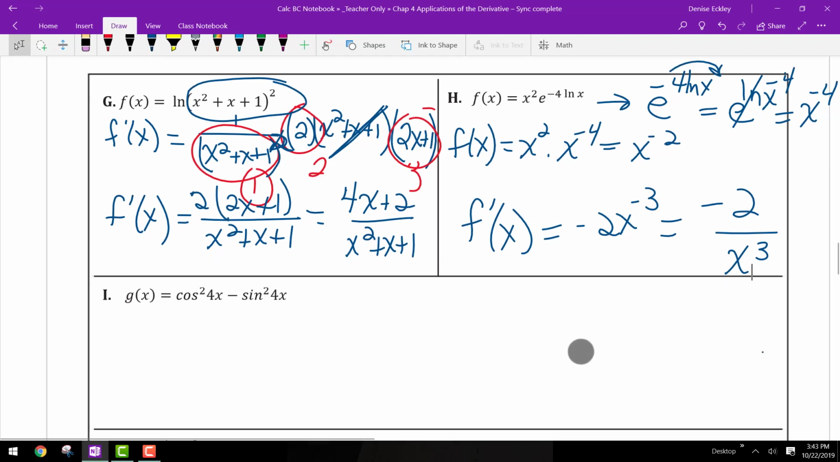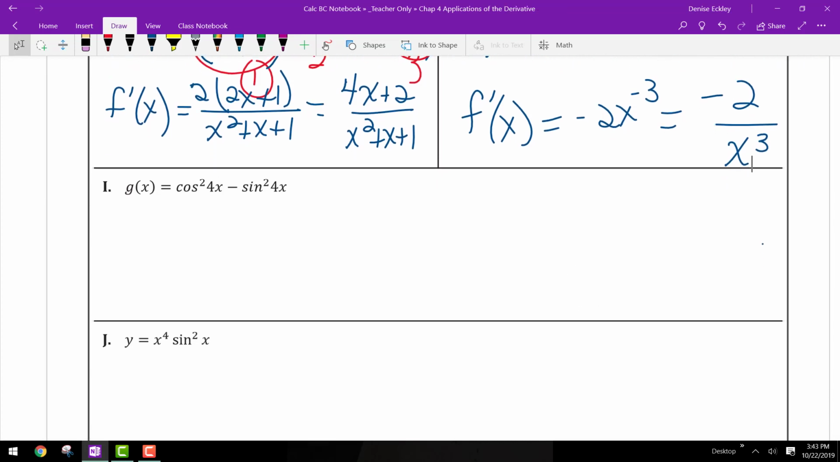Okay, next one, letter I. Now we have two trig functions that are squared, and then we also have the 4x, which is a third function. So we have 3 functions here. We have the squaring of a function, then we have the trig function, and then we have the linear function, the 4x. So this is going to be then g prime of x.